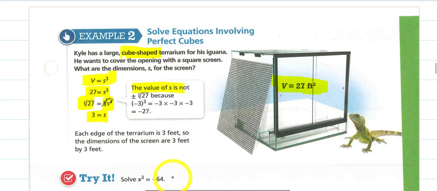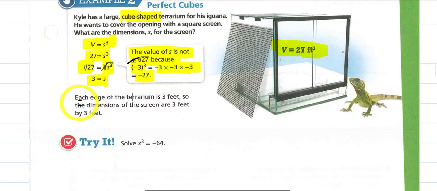Keep in mind that the value of S is not going to be positive and negative 27. We will not see both positive and negative when we're talking about a cube root. Only one of the roots will apply. And in this case, it's positive 3. Because if I multiplied negative 3 times itself three times, as we're doing here, the answer would be negative 27. And that is not the volume. The volume is a positive 27. It's a measurement. Each side of the terrarium is 3 feet. So the dimensions of the screen are 3 feet by 3 feet.